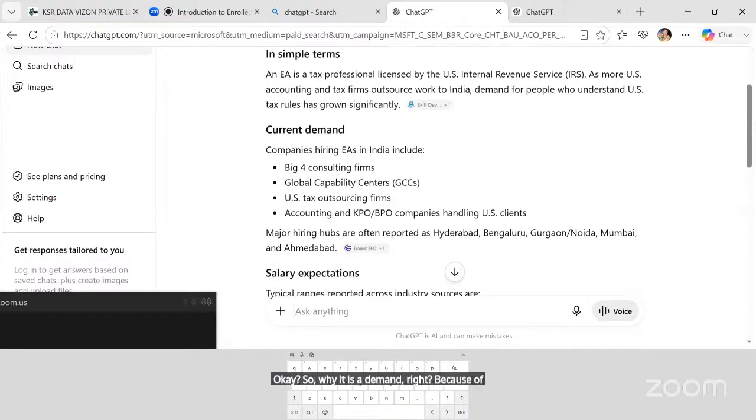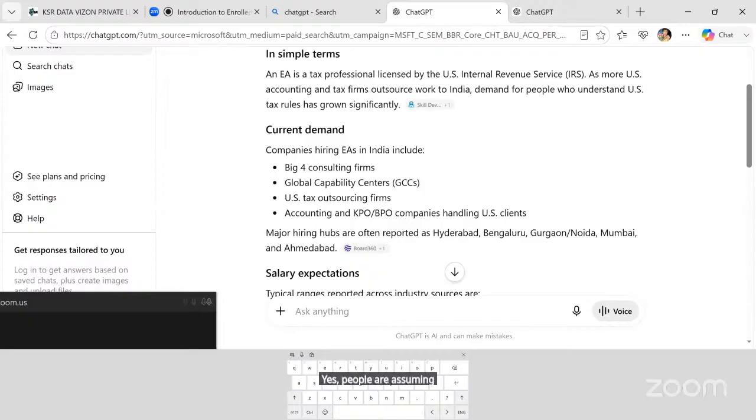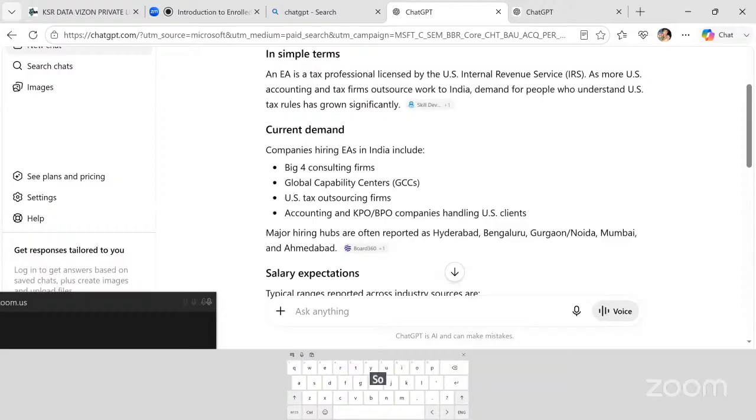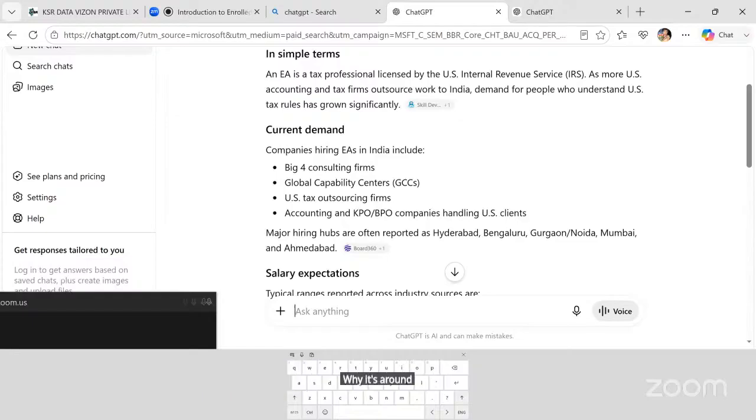Because of the less package labor here. We will get work for a very low package compared to the American market, right? Yes, yes. People assume individual tax means only yearly once, but that is from the individual point of view. From the company's point of view, they need to check taxation every day to reduce it. So at year end, that work will be more. At that time, they are struggling to manage with the American people. So slowly those projects they are pushing to India. Around 40 years back, I guess, all the software jobs came to India. Reason, sir?